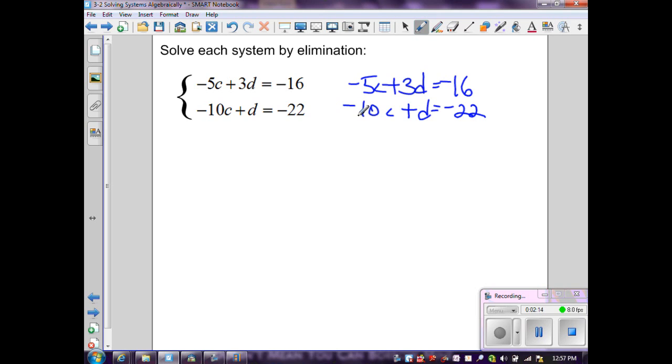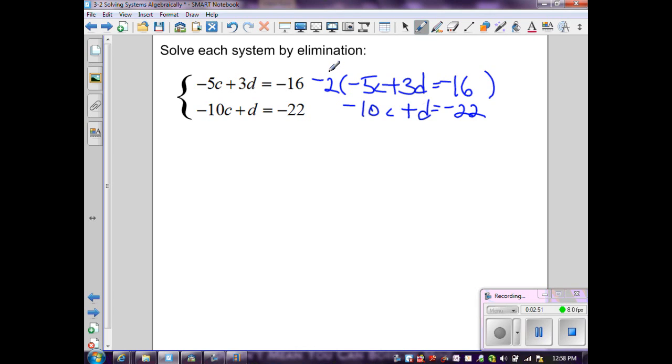What I'm going to do is multiply my top equation by a negative 2. By doing that, a negative 2 times a negative 5 gives me a positive 10. That would make this opposite, and then I could perform the rest of the procedures to solve the problem. I also could have multiplied my bottom equation by a negative 3 rather than the top by a negative 2, and my d's would have eliminated. But let's continue by multiplying by a negative 2.